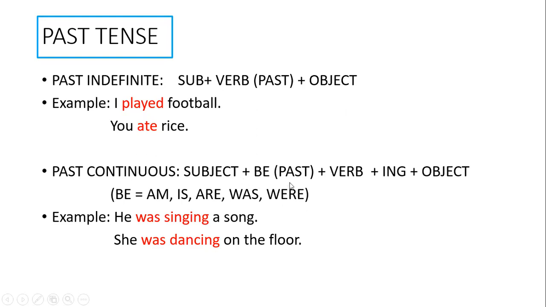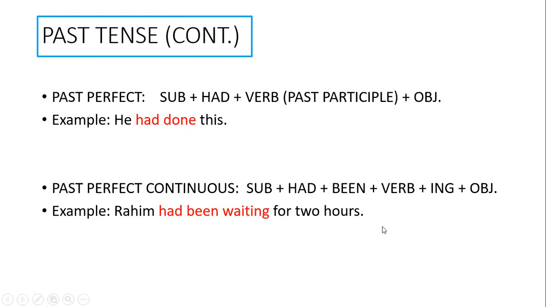So subject plus be in a past form, main verb plus ing plus object. For example, he was singing. You see here, was is the be verb in a past form. He was singing a song. She was dancing on the floor.